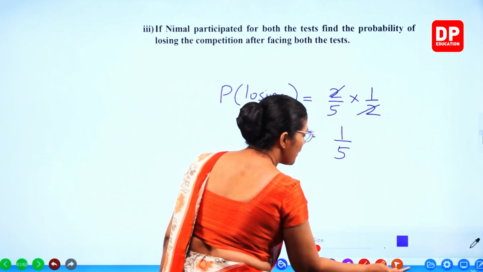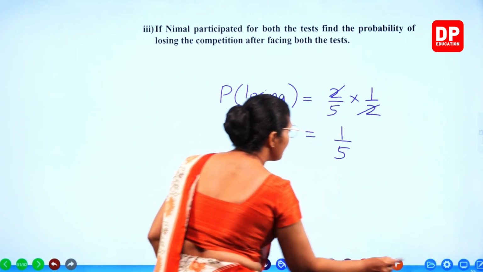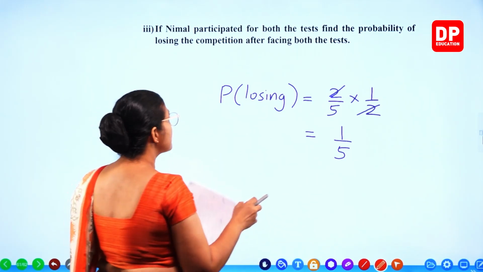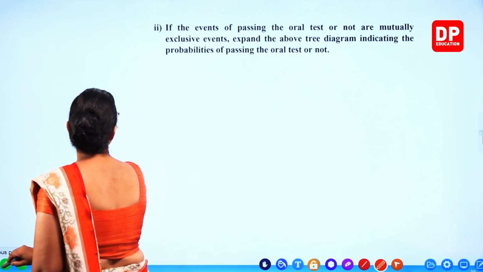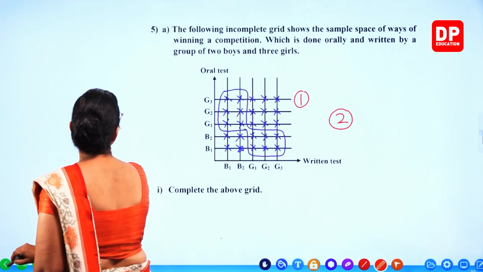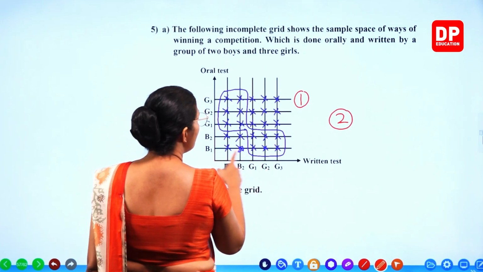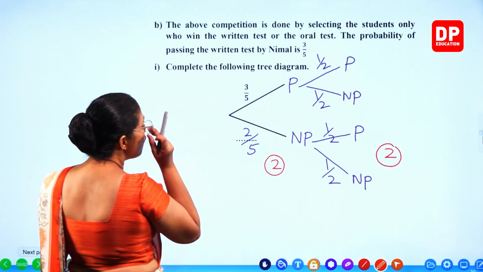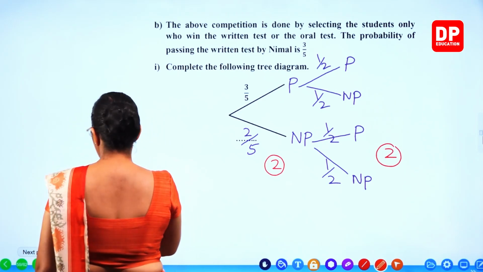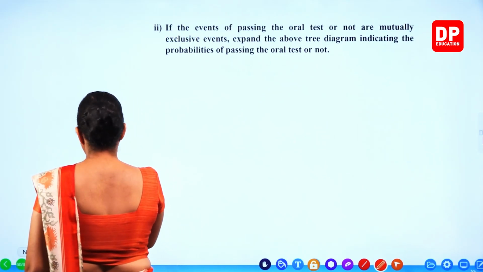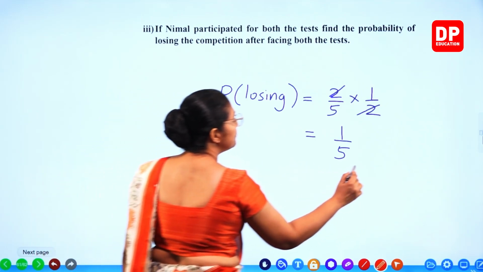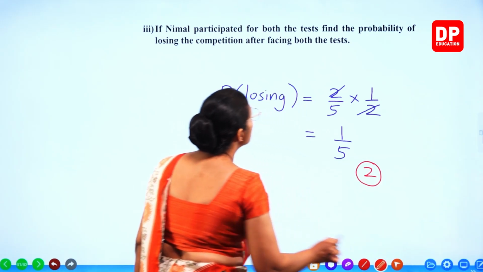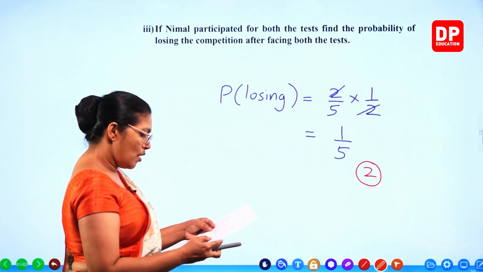So how many marks for that? You are getting 2 marks. Let's see how many marks we have given for the other questions. 3, 4, 5, 6, 7, 8 already given. So 2 marks for the last part. So that's the last part of the whole paper.